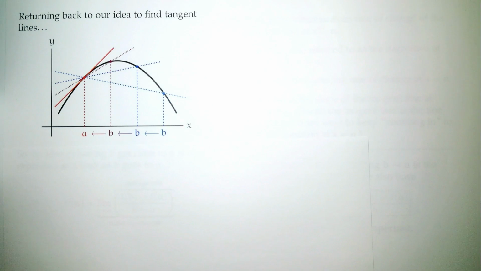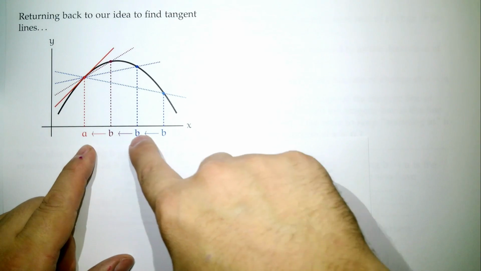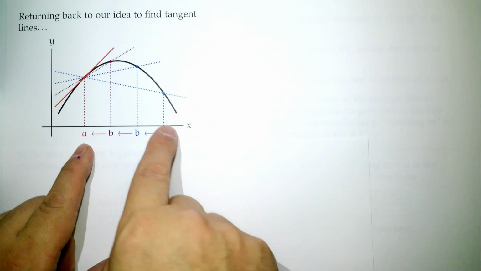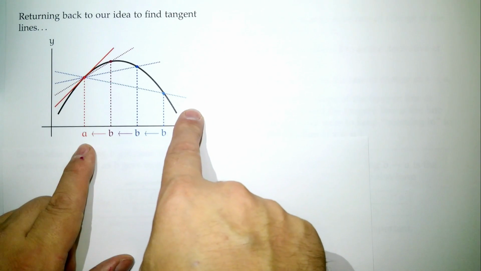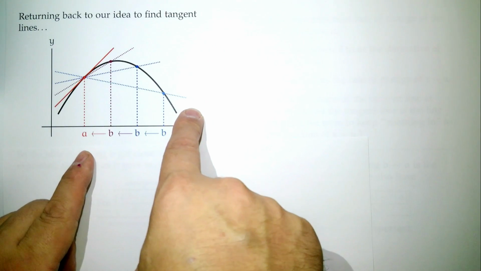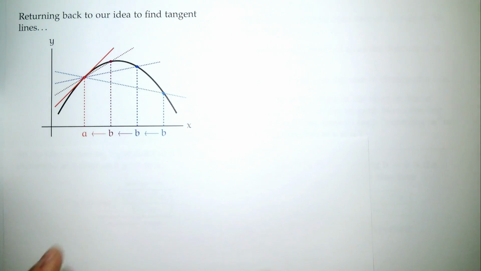And the moral, the philosophy is, if we let the 2 points get closer and closer, so you have this notion that B is getting closer to A, then the secant lines, which might not be very good approximations if our 2 points are far away, become good approximations as you get close, and become great approximations as you get even closer.